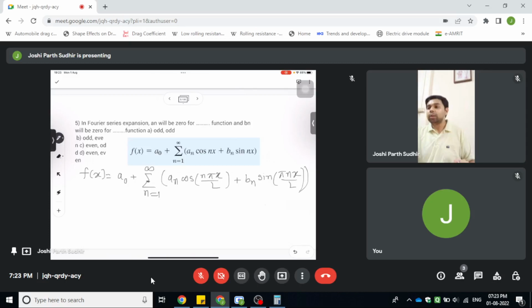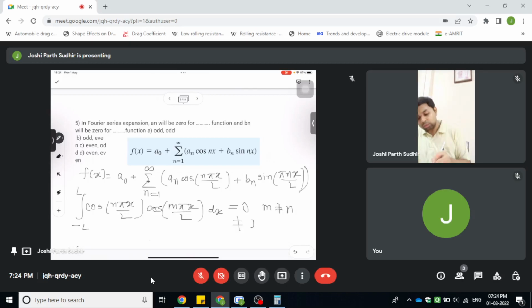So now to determine the values of the constants a n and b n, we use the property of orthogonality of sine and cosine functions. If we consider the functions cos n pi x by L and cos m pi x by L, and we integrate the product of these two functions over the interval minus L to L, then the property of orthogonality says that the value of this integral will be 0 when m is not equal to n, and non-zero when m is equal to n.